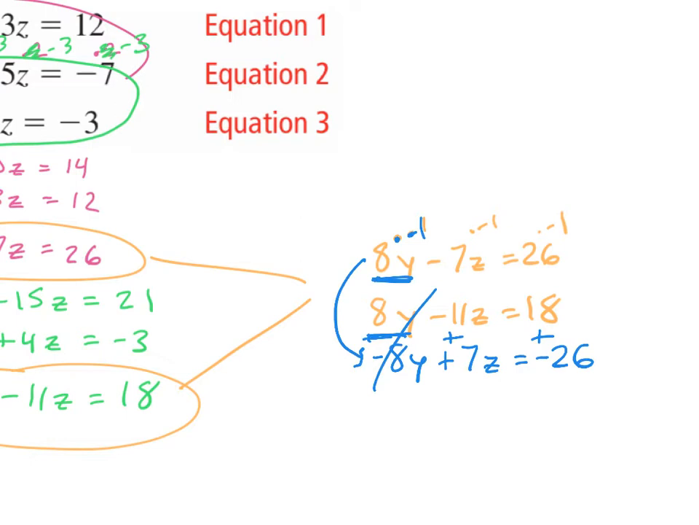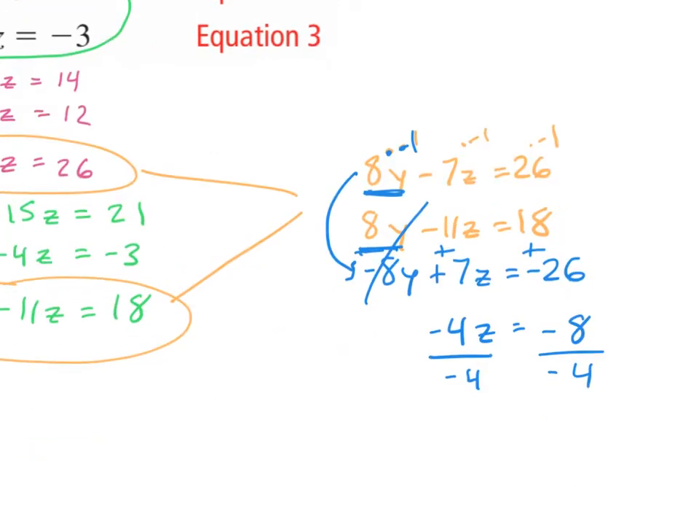Oh, okay, thank you. So now that our y's cancel out, we add negative 11z plus 7z, which gives us negative 4z. And then 18 plus a negative 26 would be negative 8. Then we just solve for z by dividing negative 4 on both sides. So we get z is equal to negative 8 divided by negative 4 is positive 2.